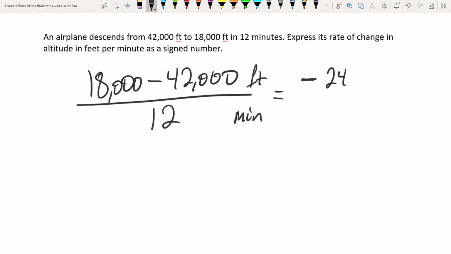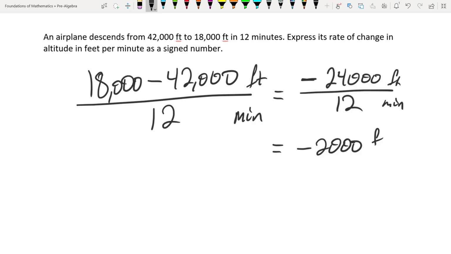giving us negative 24,000 divided by 12. And this is going to be feet per minute. And actually doing that division, we end up getting negative 2,000 feet per minute as a unit rate. And we didn't have to worry about the sign because if we take final minus initial, it tells us that this is a negative here. That means we are descending the plane. If we had final minus initial and it was positive, that means we would be ascending.